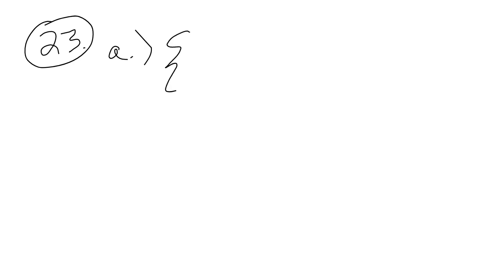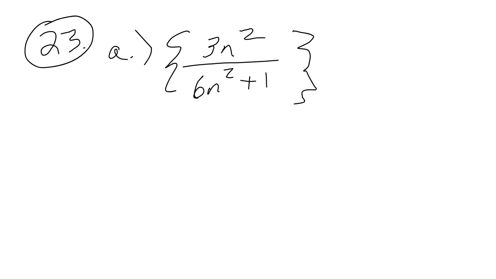So let's look at a couple other ones here. I do want to look at number 23 in the book, because the back of the book would be wrong on the way it's written for part B. But let's look at A. Part A is 3n² over 6n² + 1. And we have this sequence, and it says estimate using your graphics calculator. We don't really want to do that.